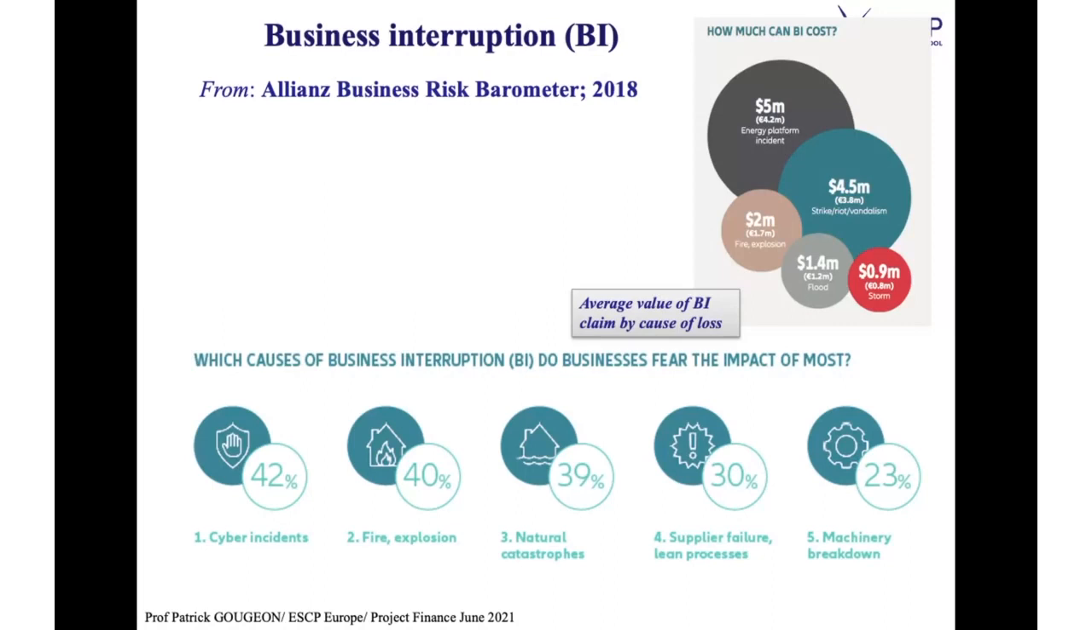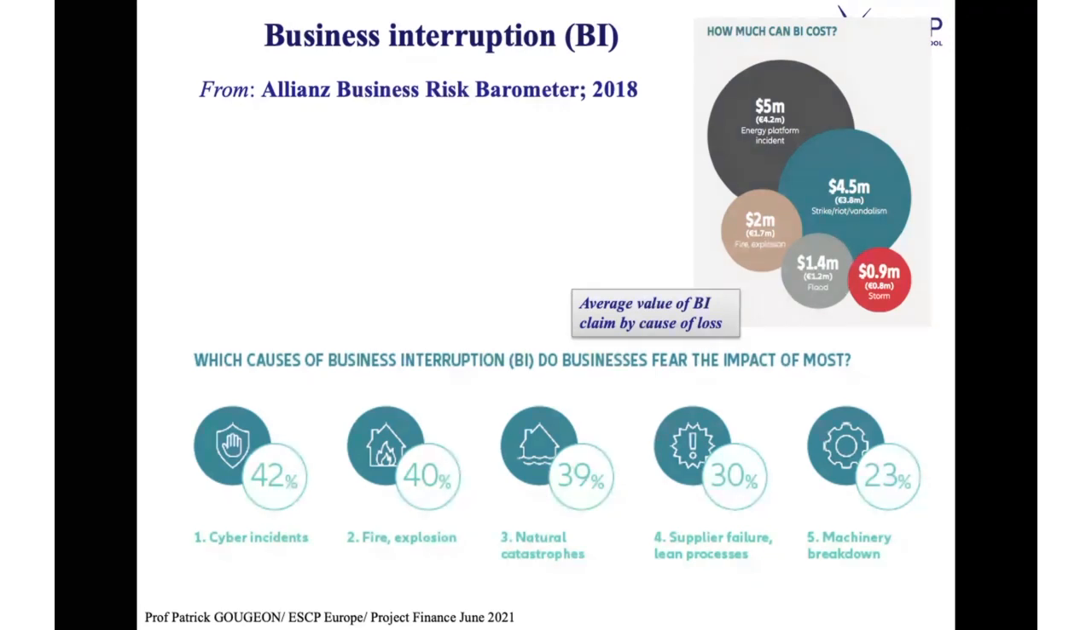Indeed, you have fire and explosion, very common in some activities, particularly for chemical plants or even some power plants and the like. Natural catastrophe, that's also something which is more and more important to take into account. Supplier failure became a concern. You remember Fukushima, for instance. In the area of Fukushima, you had a lot of suppliers for some type of equipment. And the fact that their business was interrupted created a huge problem for certain companies in the world which were too dependent upon these specialized suppliers. Machinery breakdown is another reason.